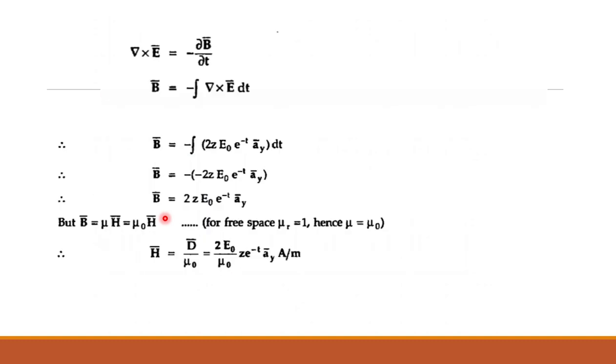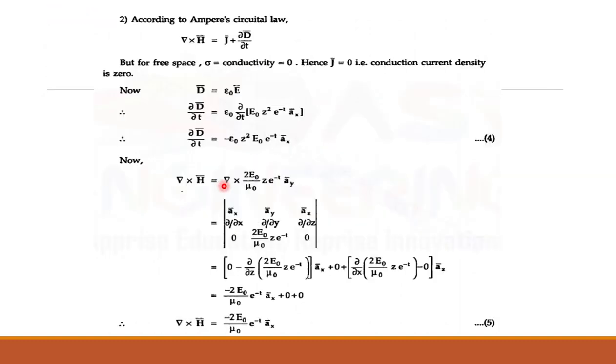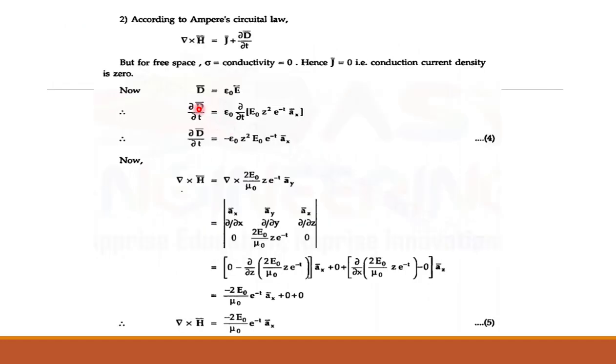Okay, so by Faraday's law we have derived H bar using del cross E. Let us consider Ampere's law and see whether we can find the same equation, because E is with us and we have derived H. Now we'll use H and find out E, and see whether it is satisfying or not.